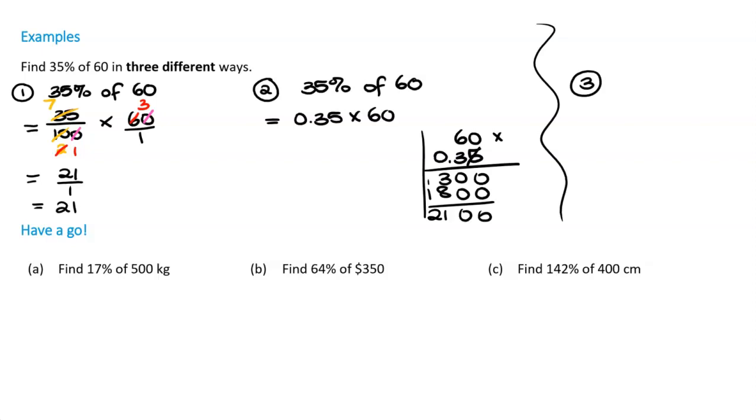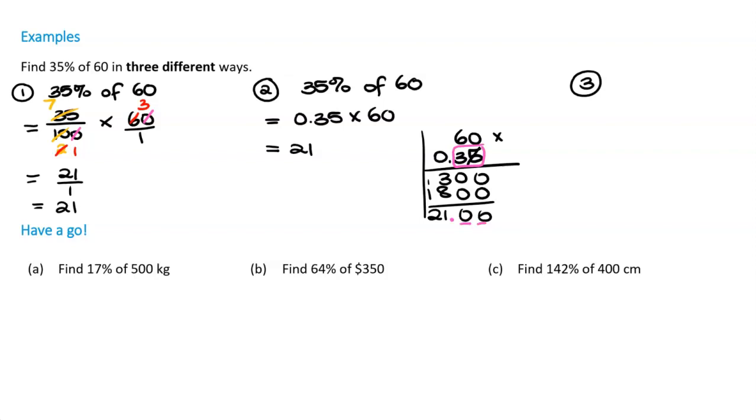Now remember, our answer needs the same number of decimal places as the question. So this question had 2. So that means we need to count here to have 2 decimal places at the end. Oh, look at that. We get 21, regardless of which method we chose there. Okay, so they're the methods that are the fraction style and the decimal style.